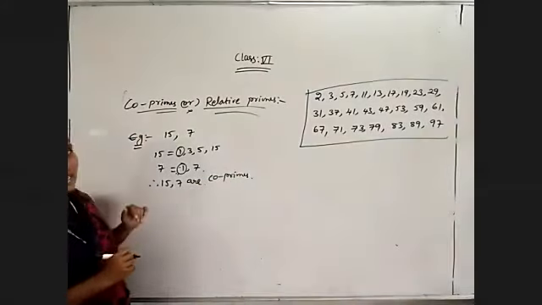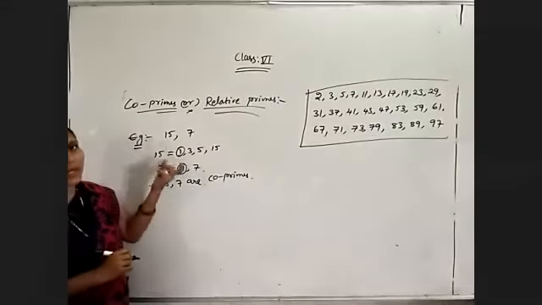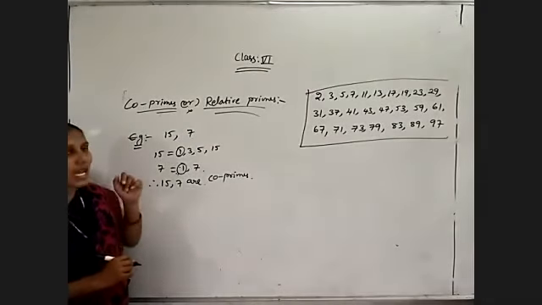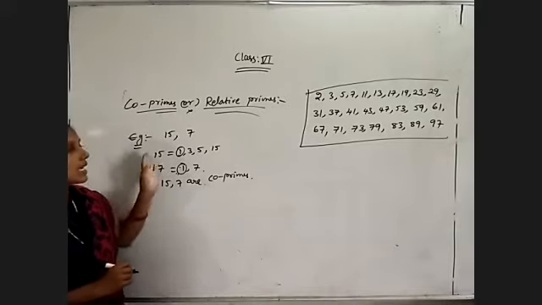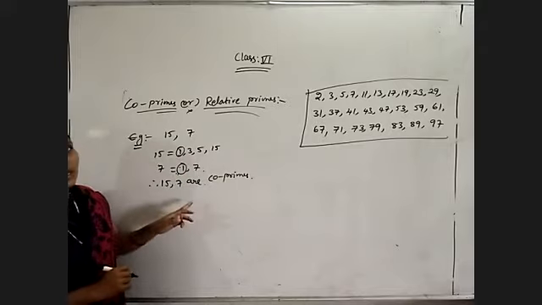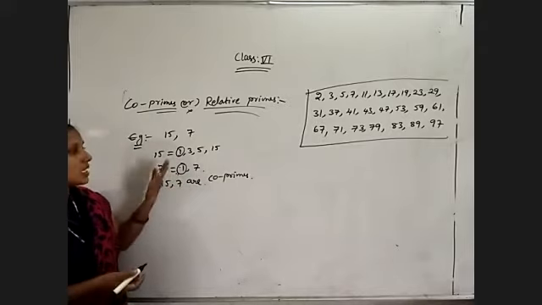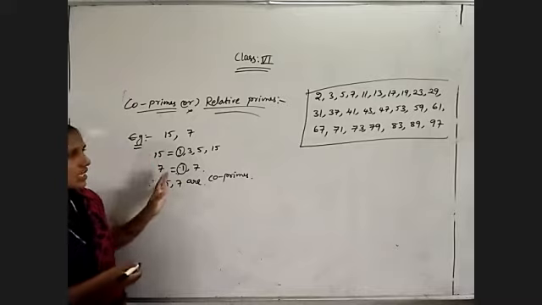In another way, if the HCF of two numbers is equal to 1, they are said to be co-primes or relative primes. HCF means highest common factor is equal to 1. Highest being only 1 means there is no other common number. That's all. So just listen.